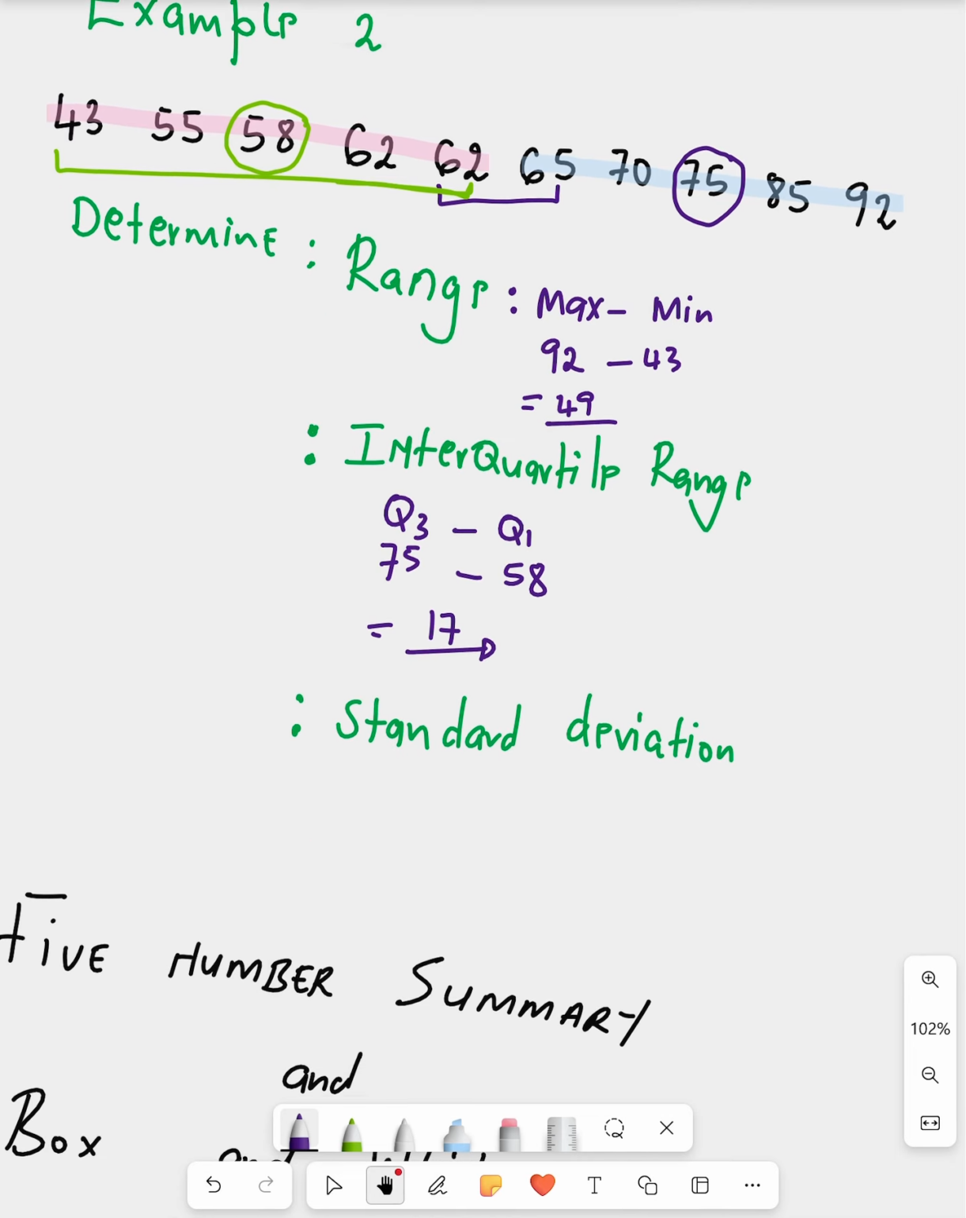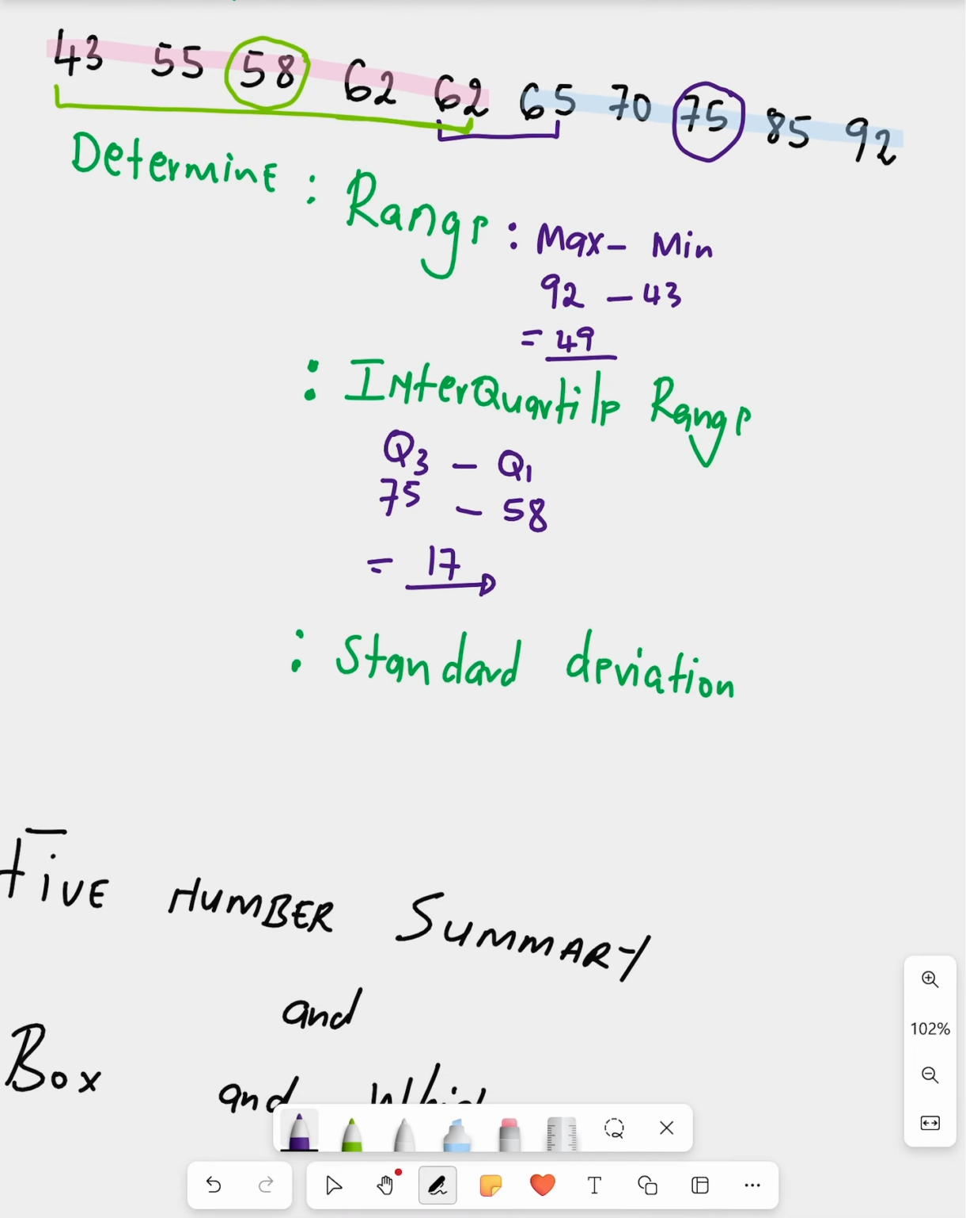And then number 3, standard deviation. If you are looking for standard deviation, this one will depend on the type of calculator that you are using. But if you are using a Casio, you press mode, and then you choose stat, and then from stat you choose one variable, and then from one variable the table will appear, and then you insert all your data.